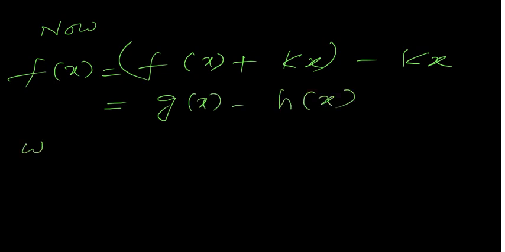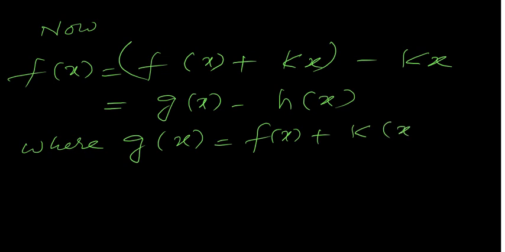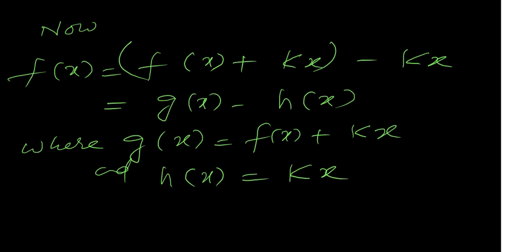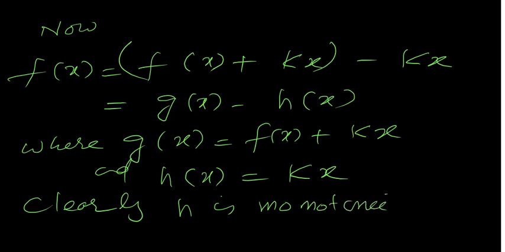Where this g of x is equal to f of x plus kx, k into x. Okay, it's not k of x, sorry, it's a product here. k is constant, it's kx, and h of x is equal to kx. So clearly h is monotonic increasing. Clearly h is monotonic, or you can simply say increasing. Now we show that this g is also monotonic increasing.